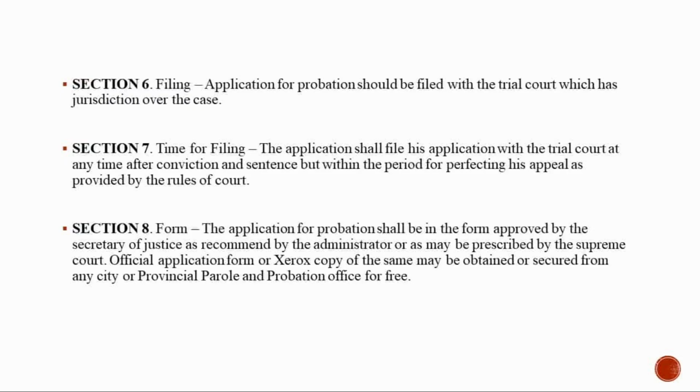Section 6, filing. Application for probation should be filed with the trial court which has the jurisdiction over the case. So the probationer must submit only to the trial court that has the legal authority or jurisdiction to handle the case or to decide the specific case.